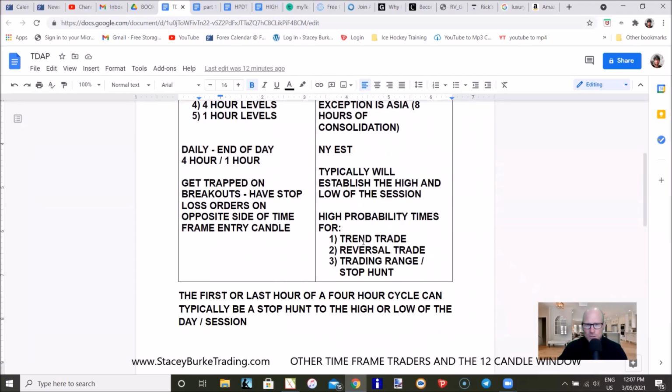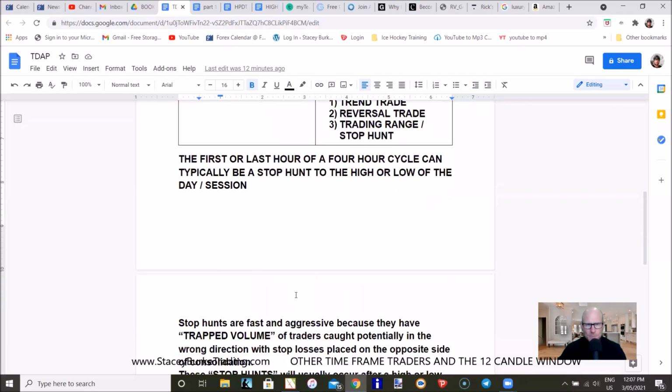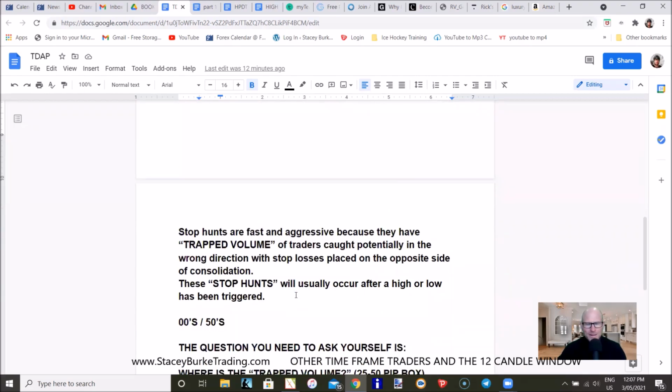So again, for trend trades, reversal trades, and trading range stop hunts, the first or last hour of a 4-hour cycle can typically be a stop hunt to the higher low of the daily session. So again, understanding that last hour of a 4-hour cycle, we may see a move back to the high or back down to the low.